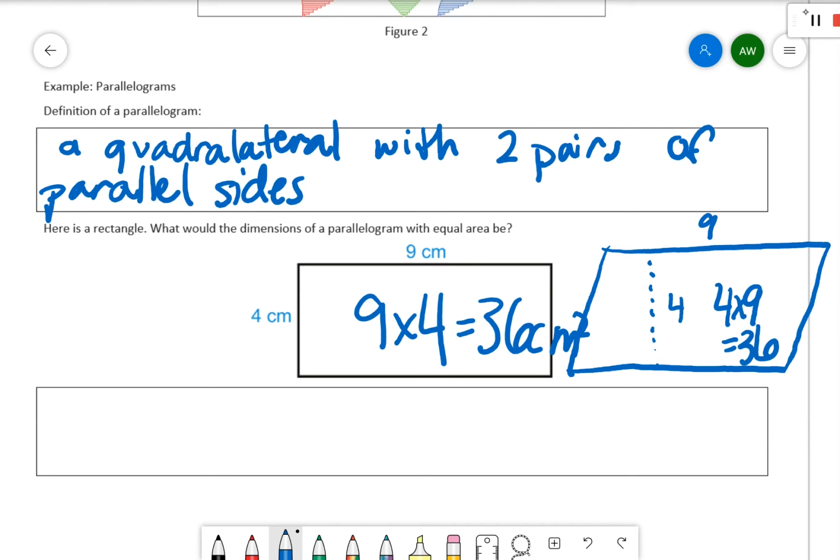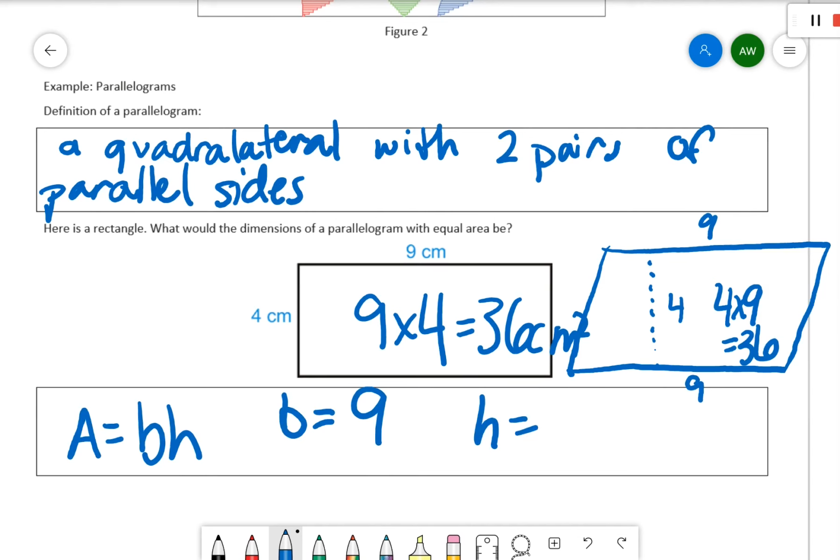So the dimensions of this parallelogram, which basically means what are the values that we know, right? We know that for the area of a parallelogram, we usually need to have the base and the height. So we know that the base will be 9, right? And the height will be 4. And those are the dimensions that we need to have a parallelogram of equal area.